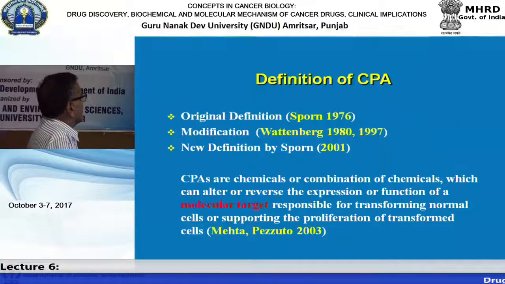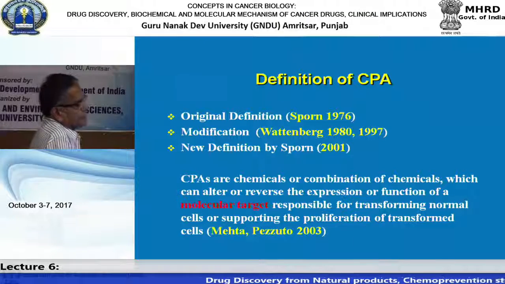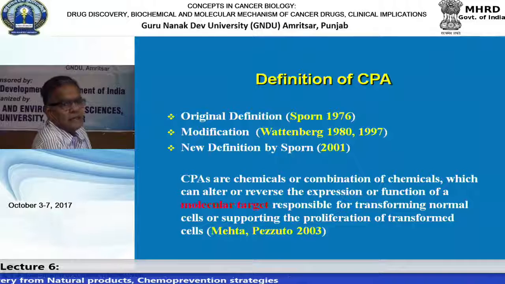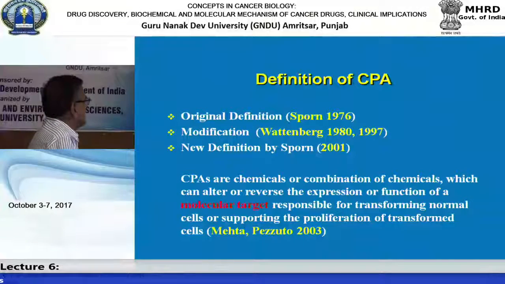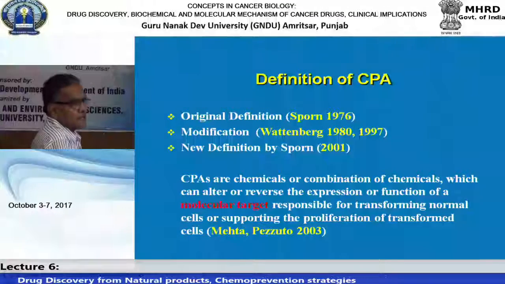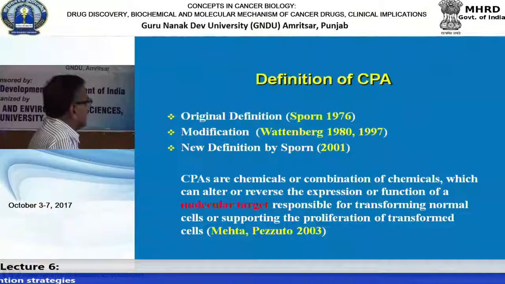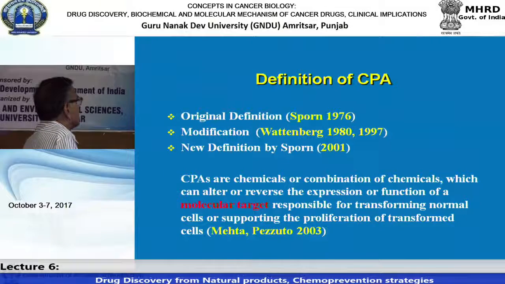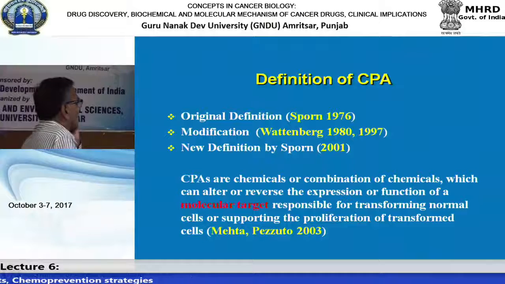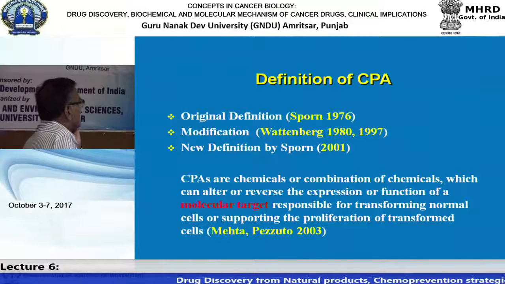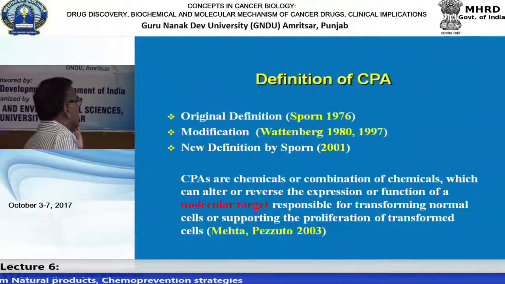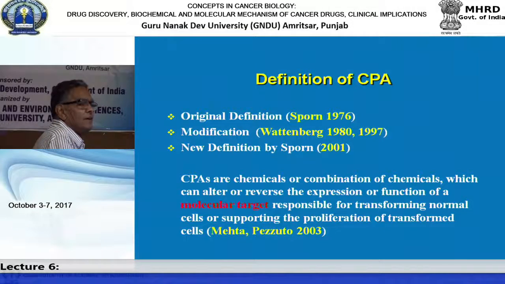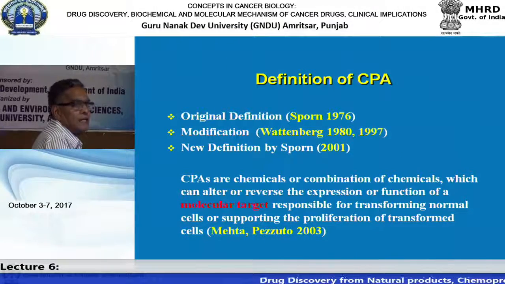Then in 2001, Michael Sporn came up with a new definition to introduce the molecular aspects to cancer prevention. John Pezzuto is a PI on this huge project I was talking to you about yesterday; he's now the dean of the School of Pharmacy in New York. We wrote a paper and said chemopreventive agents are chemicals or combinations of chemicals, which was not in any other definition, that can alter or reverse the expression or function of a molecular target. Because in recent years, molecular targets are important.